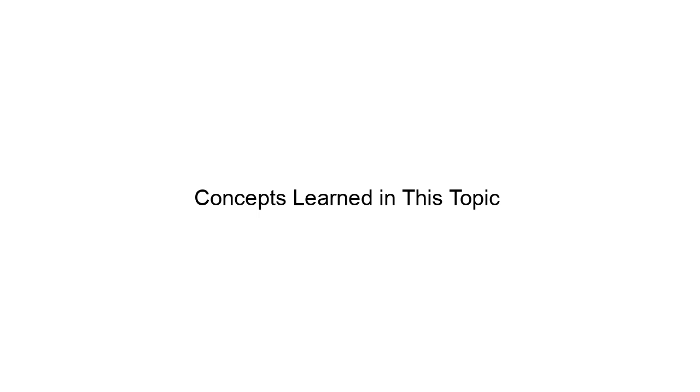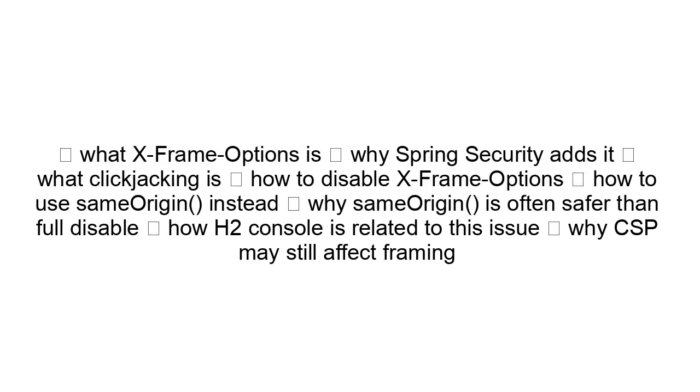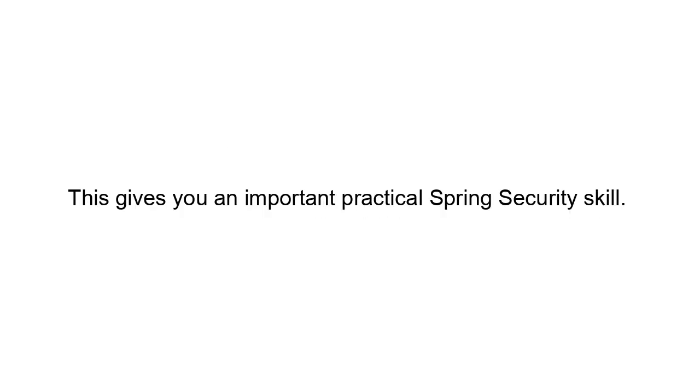Concepts learned in this topic. By learning this topic, you understand what X-Frame-Options is, why Spring Security adds it, what clickjacking is, how to disable X-Frame-Options, how to use sameOrigin instead, why sameOrigin is often safer than full disable, how H2 console is related to this issue, why CSP may still affect framing. This gives you an important, practical Spring Security skill.